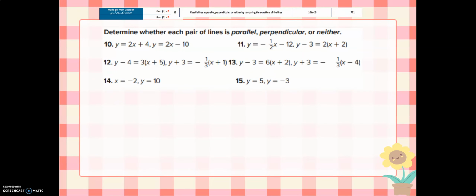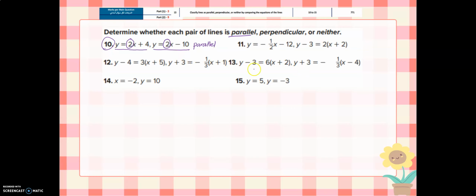Now let's move on. The same topic, determine whether each pair of lines is parallel, perpendicular, or neither. For this type of question, let's take for example number 10. We have here the equation of line 1 and the equation of line 2. We're just going to compare their slopes. For line 1, it has a slope of 2, and line 2 has a slope of 2 as well. So they are the same. What do you say if the slopes are the same? They are said to be parallel.